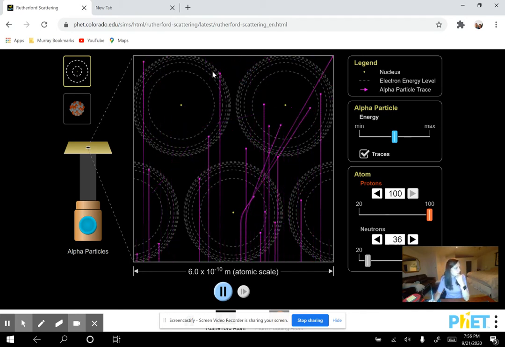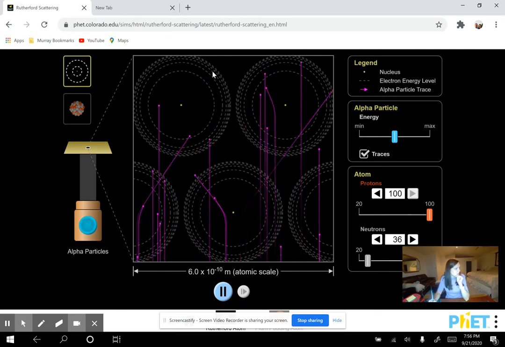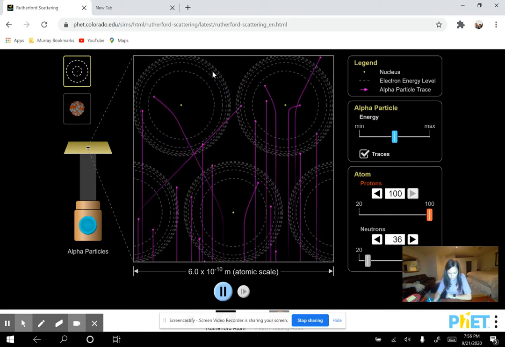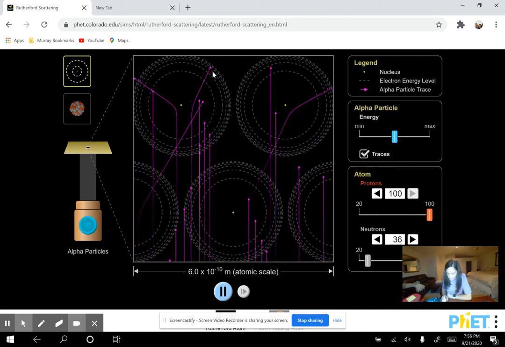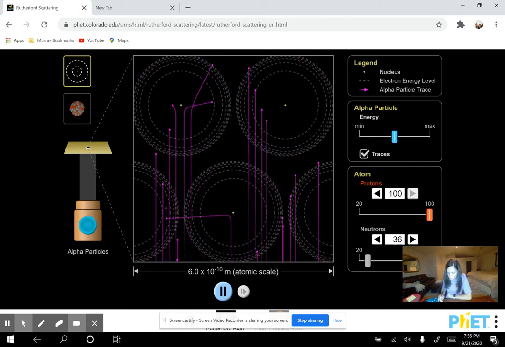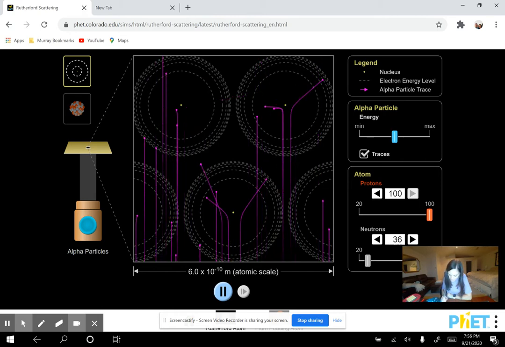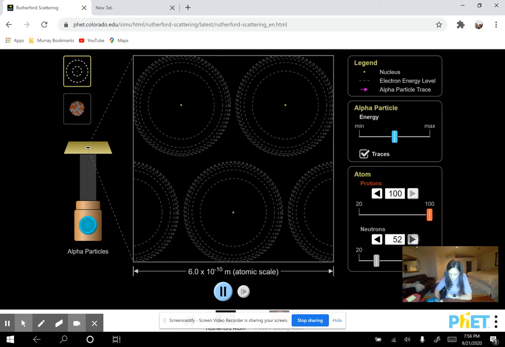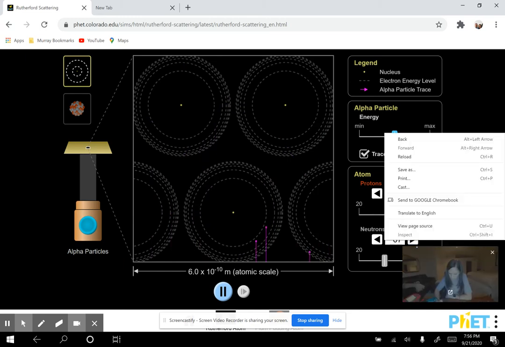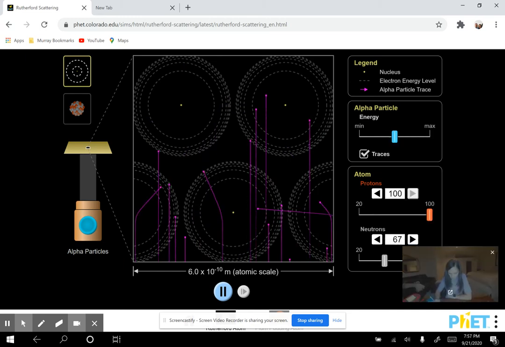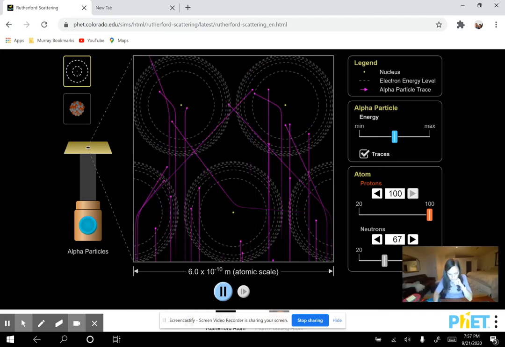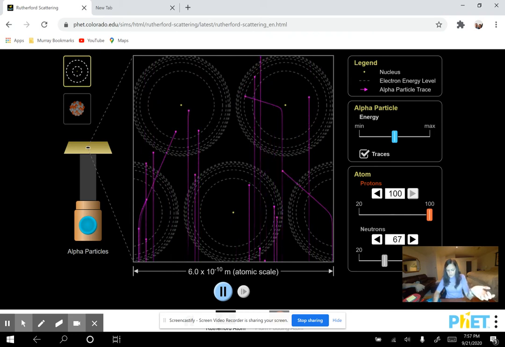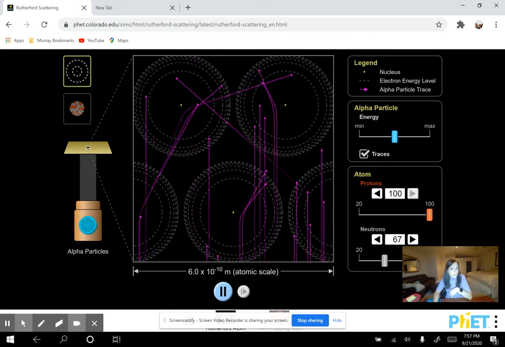Okay, now we are going to start playing with the number of neutrons. So we've seen it with a relatively low number of neutrons. So we're going to raise the number of neutrons here. So let's see if that changes anything. So we'll keep this at 100 protons. Did it change anything from when we just had the 100 protons and a small amount of neutrons?